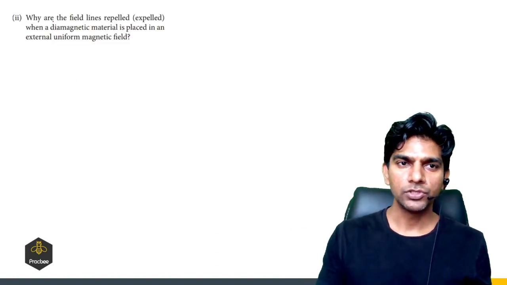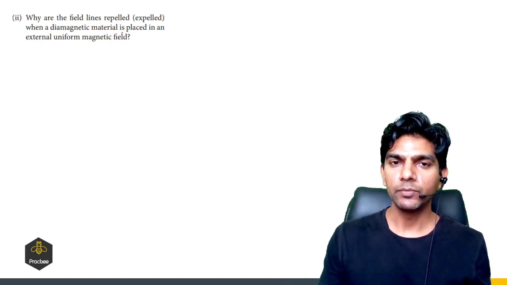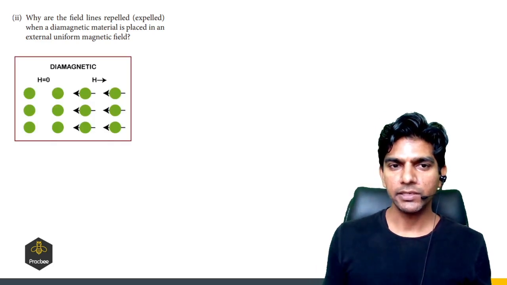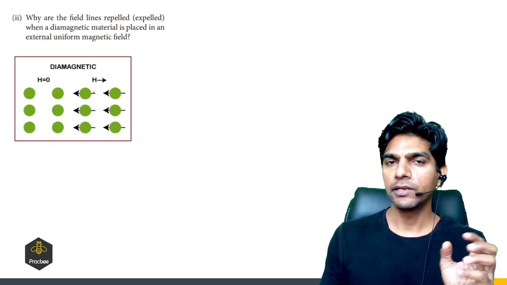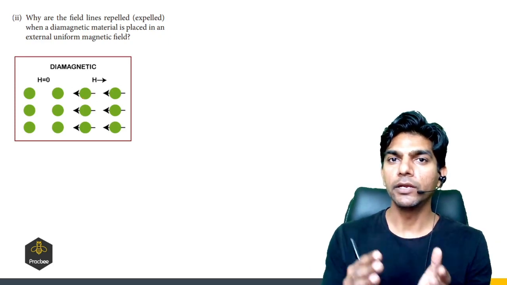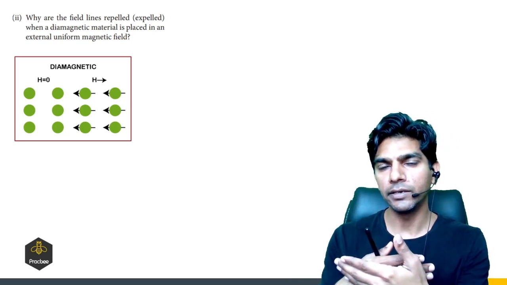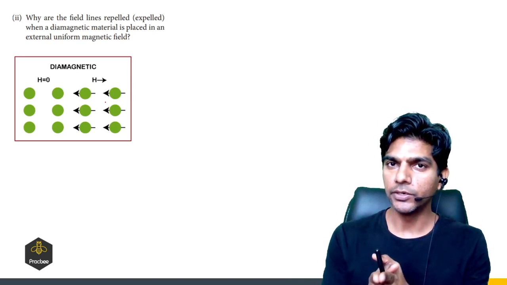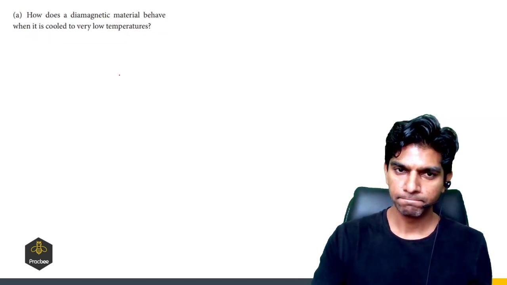Okay, now let us see a question. Why are the field lines repelled when a diamagnetic material is placed in an external uniform magnetic field? When we place a diamagnetic material in an external magnetic field, there will be an induced magnetic dipole moment which is opposite to the external magnetic intensity. Due to this, the field inside the material reduces, and hence the field lines are expelled out. So you can remember this.